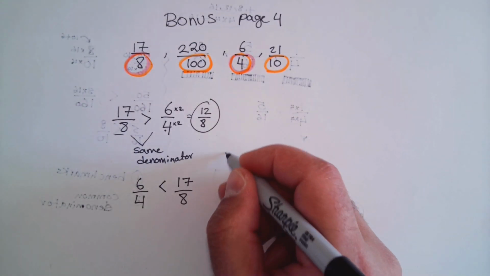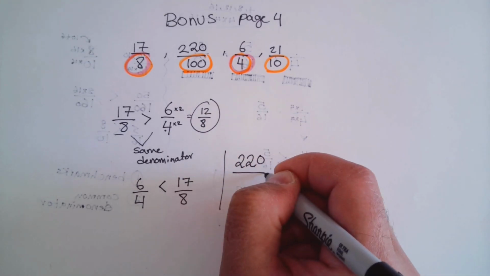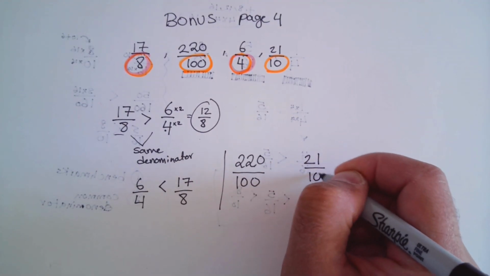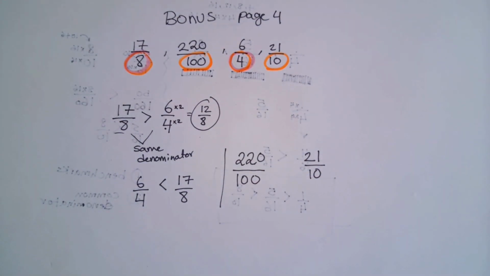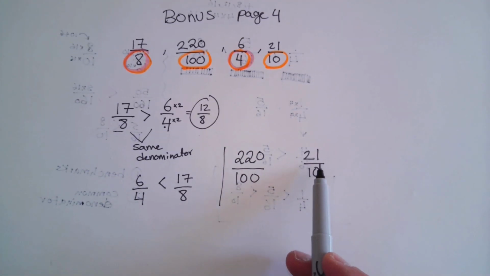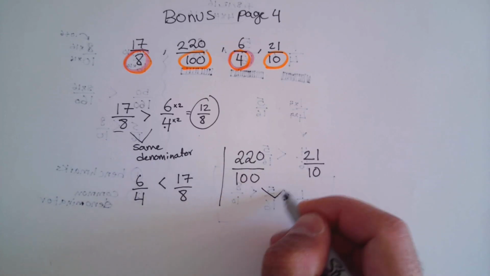Okay. All right. So let's look at the other two fractions. We have 220 hundredths versus 21 tenths. Okay. Again, 10 tenths would give us a whole, so 21 tenths, that's bigger than a whole. 100 hundredths would give us a whole, so 220 hundredths, that's bigger than a whole. So we can't use the benchmark strategy. Let's make them the same fractions.